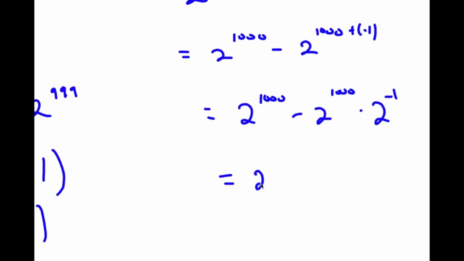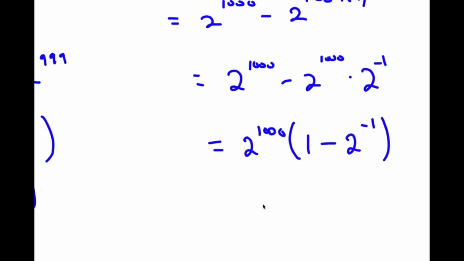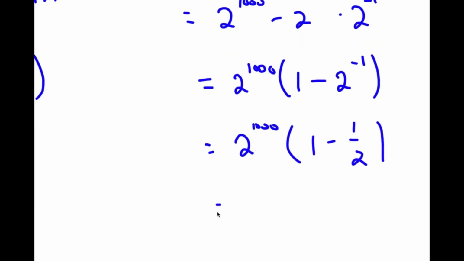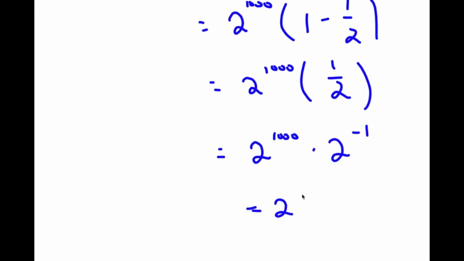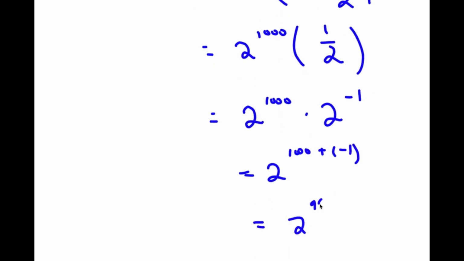Now if I factor out 2 to the power of 1000, I get 2 to the power of 1000 times 1 minus 2 to the power of negative 1. This is equal to 2 to the power of 1000 times 1 minus 1/2, which is equal to 1/2. So I have 2 to the power of 1000 times 1/2, which is the same thing as 2 to the power of negative 1. So now I have 2 to the power of 1000 times 2 to the power of negative 1, which is equal to 2 to the power of 1000 plus negative 1, which is equal to 2 to the power of 999.